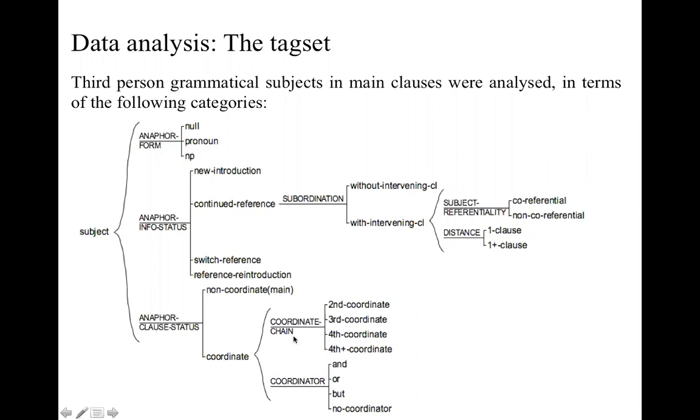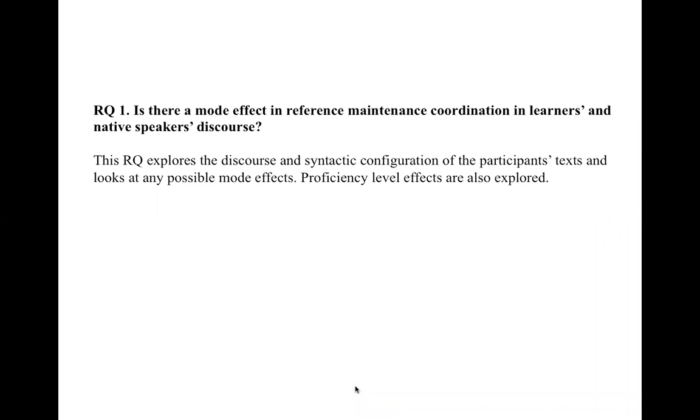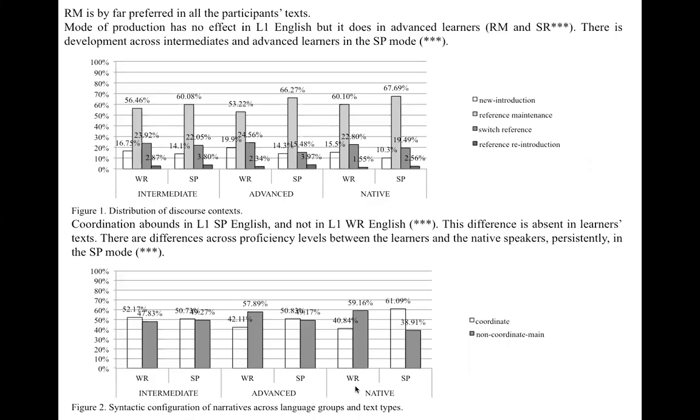And then for the syntactic configuration, I'm looking at the difference between main and coordinate clauses, how long the chains are, and the type of coordinators that are used. And these are the results. The results for this first question, where I'm looking at the discourse syntactic configuration of the participants' texts, are this.